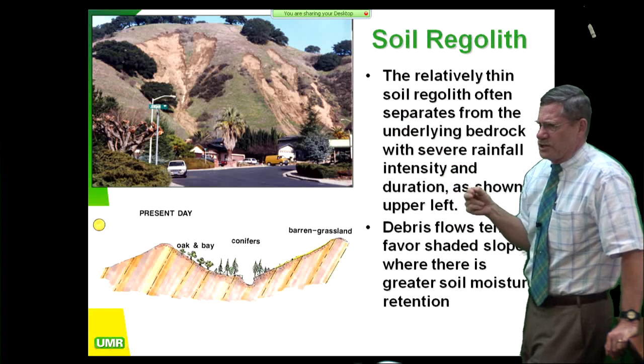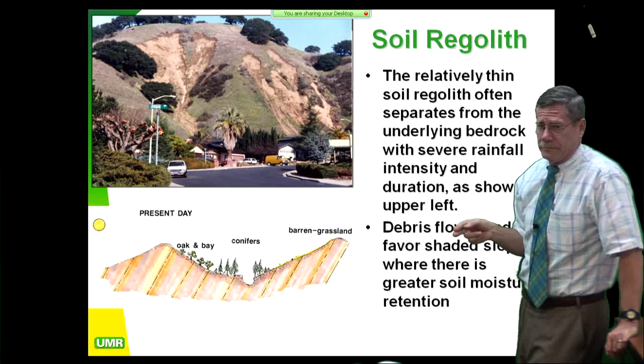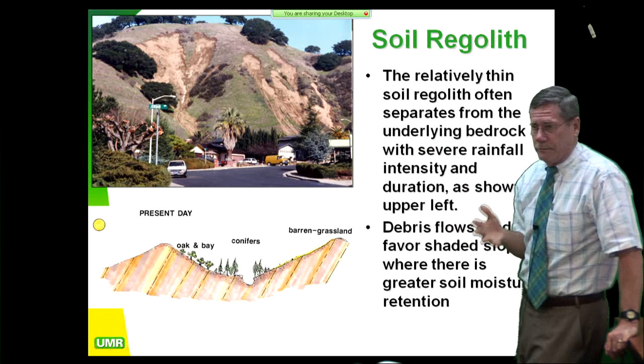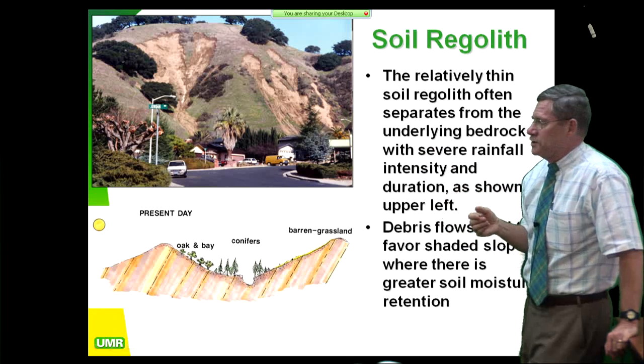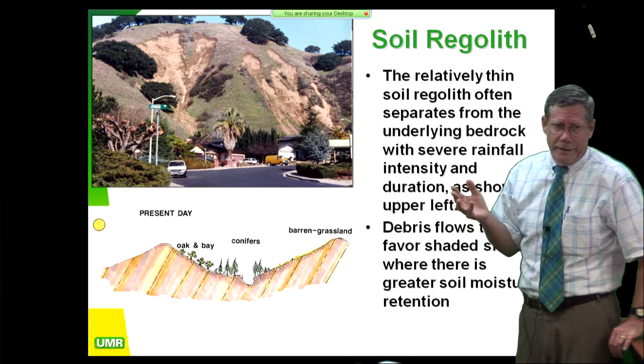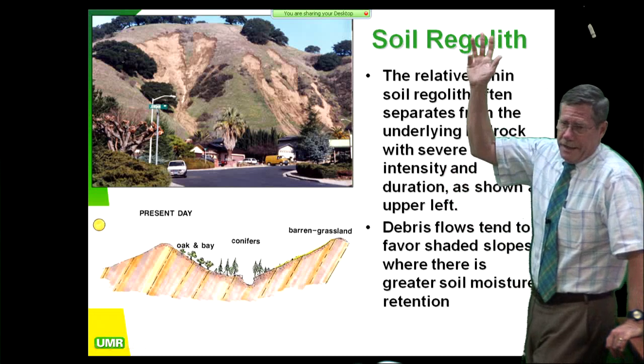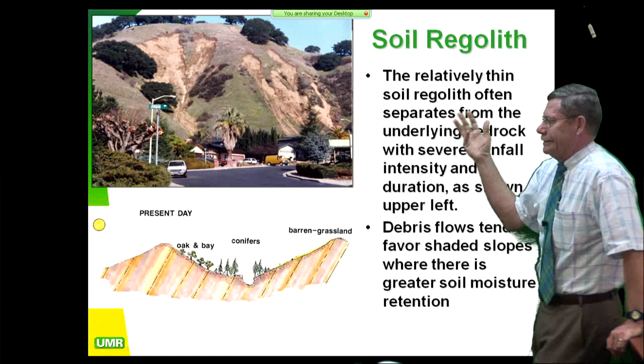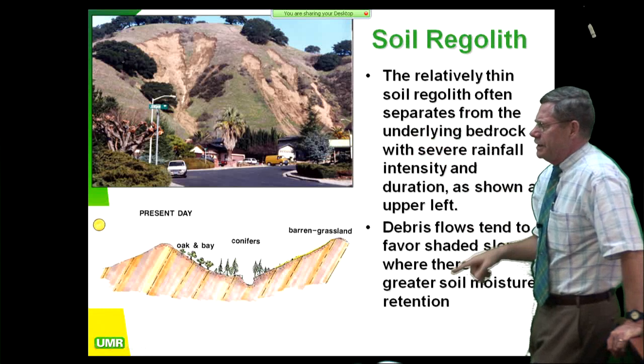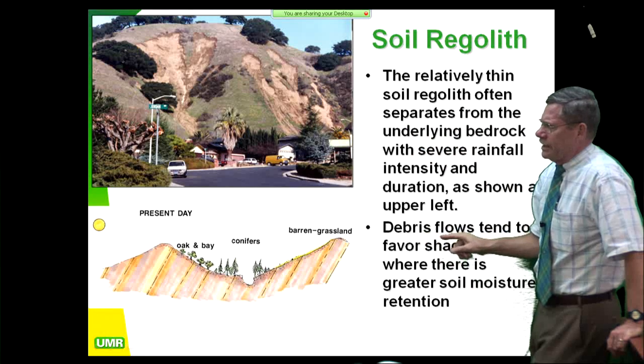And the threshold for every place is different, depending on what the normal pattern is there. There's places on Kauai, out in Hawaii, where they get over 400 inches of rain a year, where their debris flow threshold is sky high compared to what it is in Los Angeles County, for instance. So debris flows also tend to favor shaded slopes.